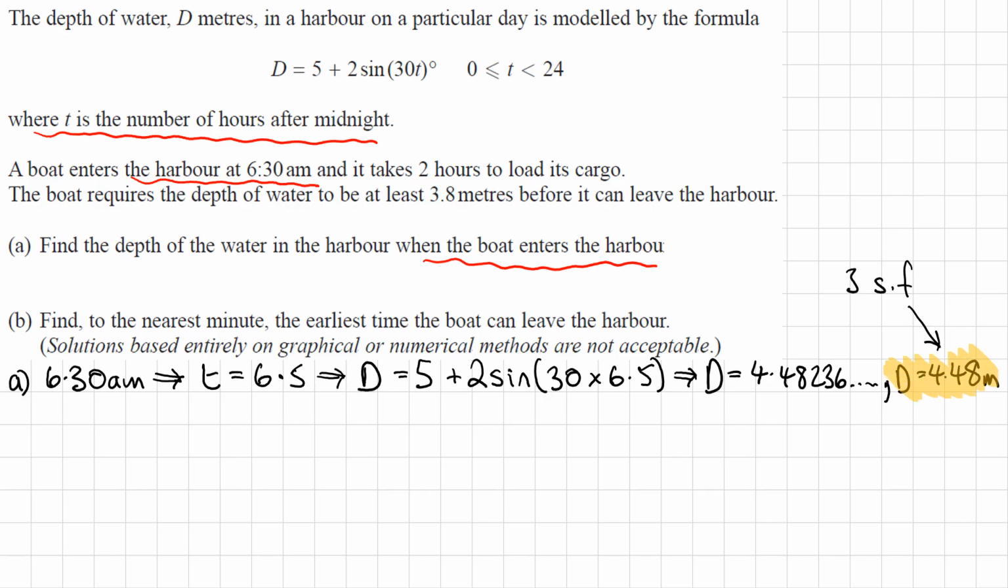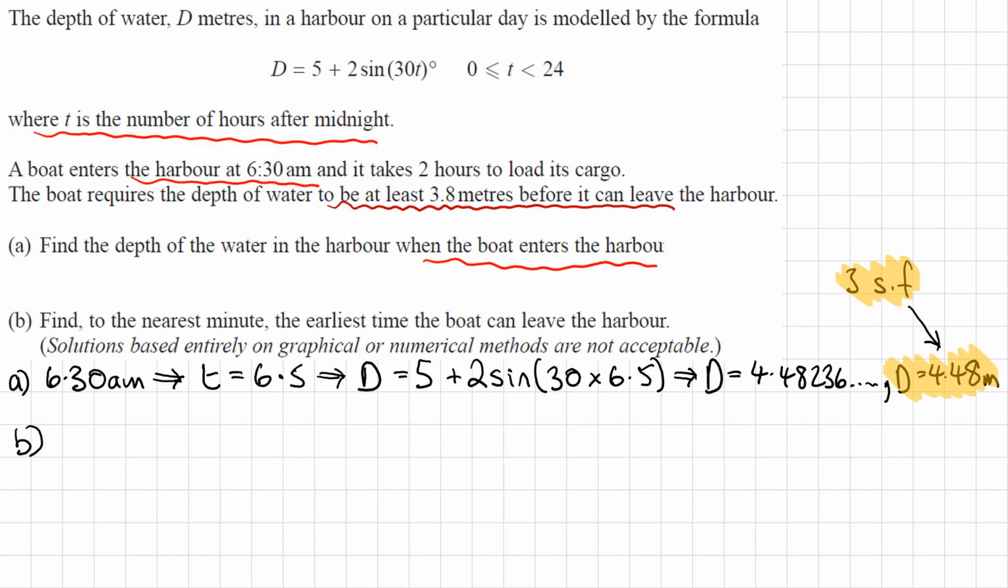Okay, let's move on to part B, which says find to the nearest minute the earliest time the boat can leave the harbour. We know from the question that the very earliest time it can leave the harbour is going to be after 8:30 a.m. We need to look at the depth. The boat can only leave the harbour when the depth of water is 3.8 meters, which we'll substitute for the depth here and use that to find t.